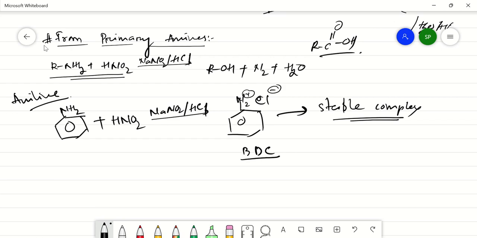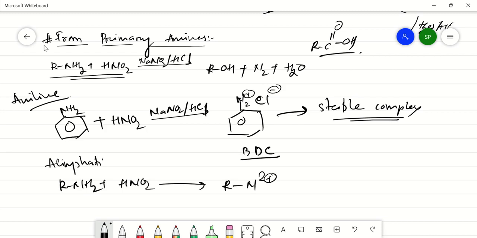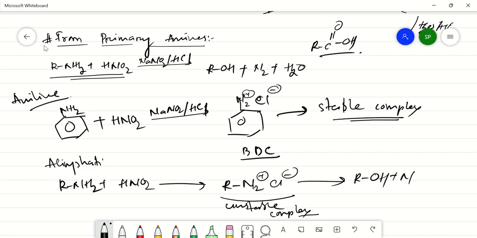But in the presence of aliphatic amines, RNH2, in reaction with HNO2, this produces, let us consider, RN2+ Cl-. This is an unstable complex. So this will break down immediately to produce ROH plus N2 plus H2. So by this method we can produce alcohol from primary amines.